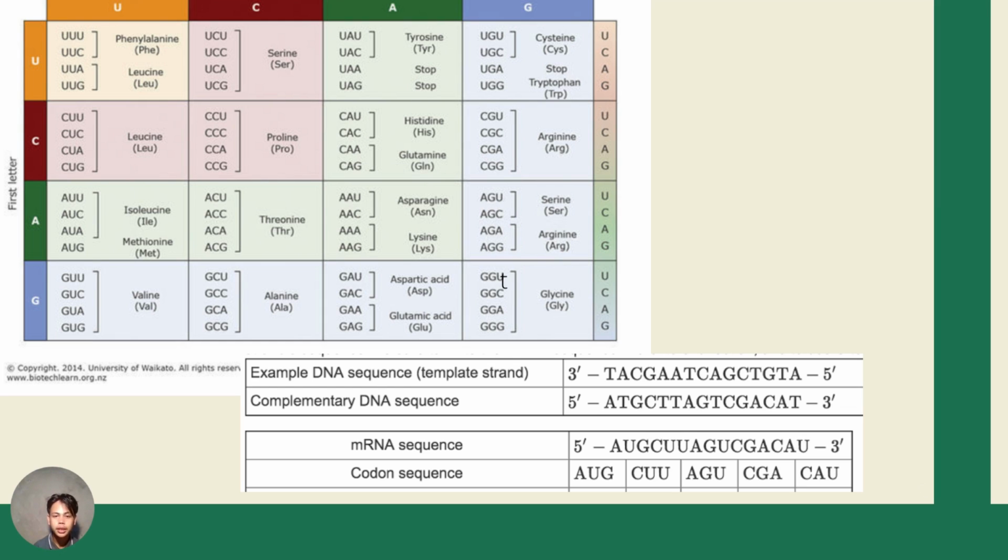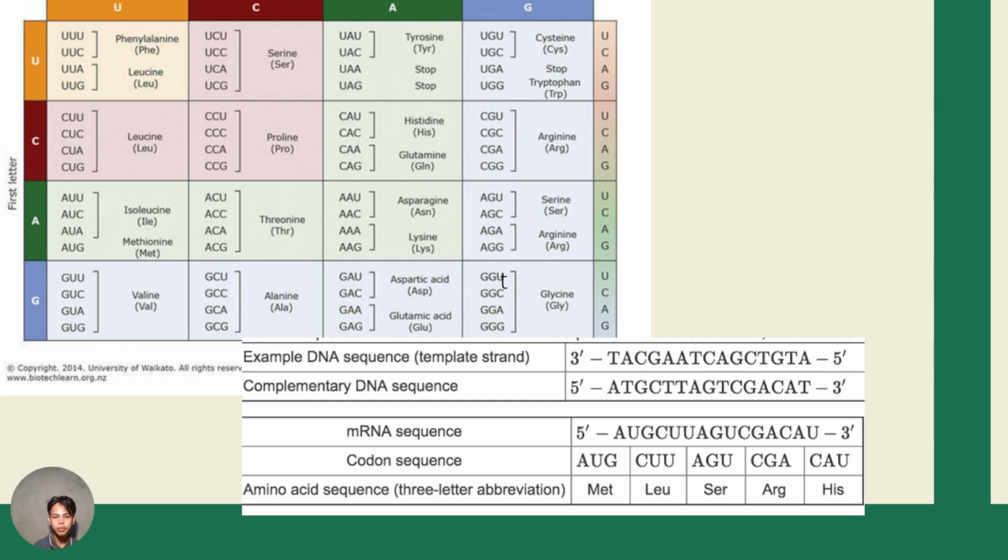CGA codes for arginine, and CAU codes for histidine. So let's check if our answers are correct. So methionine, leucine, serine, arginine, and histidine. So tama yung naging sagot natin.